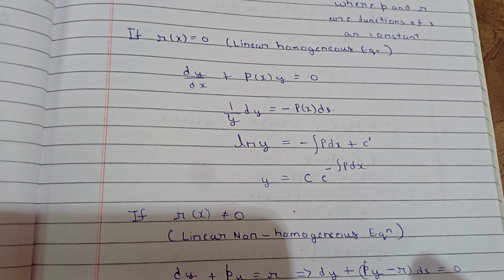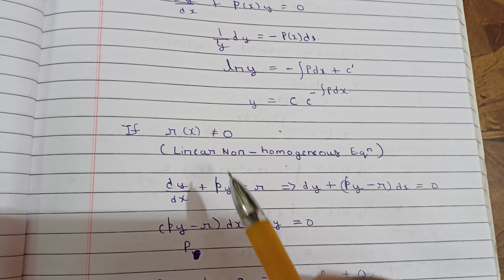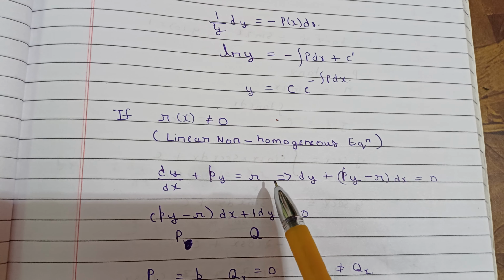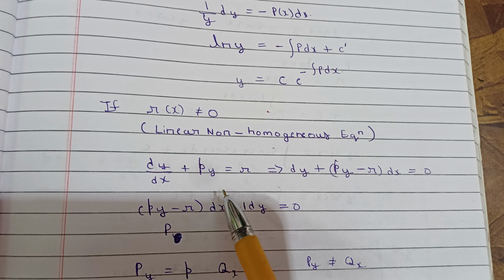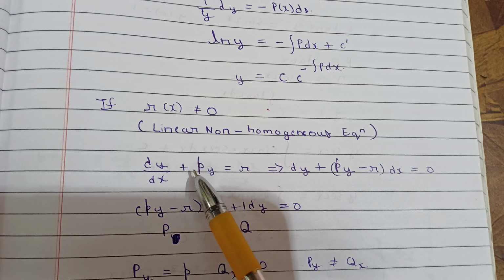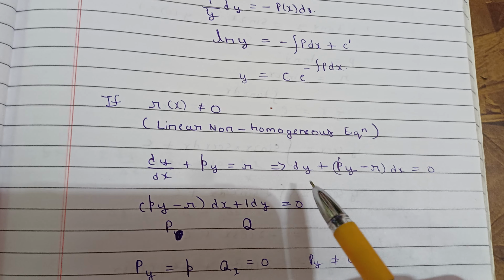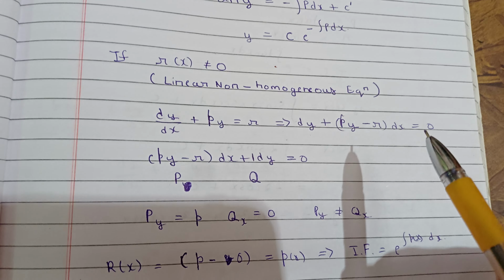So this will be easy. But if r(x) is not equal to 0, then what? Then it will be a linear non-homogeneous equation, dy/dx plus py equal to r. Now how do we solve this equation? Let's use the same method. Multiply by dx, take r to this side, py minus r, then multiply by dx, and 0 on the other side. So you will get this kind of equation, dy plus (py minus r) dx equal to 0.